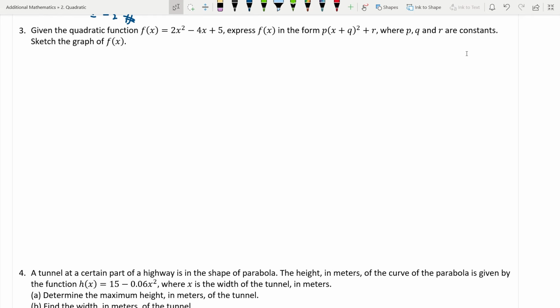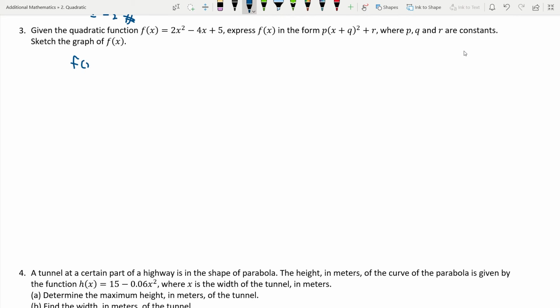Question 3. Given the quadratic function f of x is equal to 2x squared minus 4x plus 5, express f of x in the form p bracket x plus q squared plus r, where p, q, and r are constants. Sketch the graph of f of x.